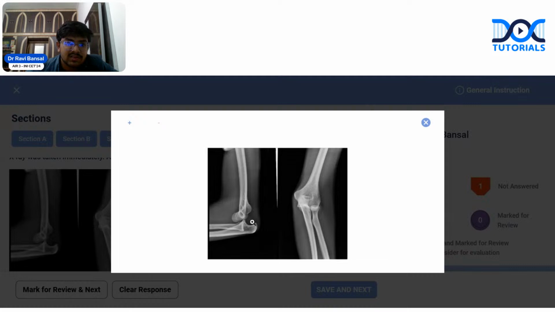So this cannot be a supracondylar fracture because this is a grown-up man. Supracondylar fracture is seen in 12, 14-year-old boys. So I'm just thinking if this is an elbow dislocation. So this is dislocated, I think.